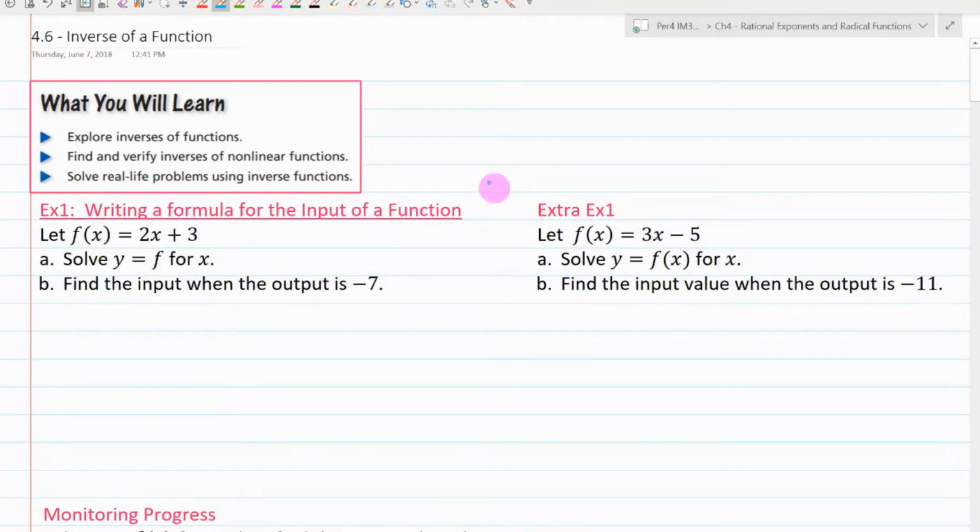So you're going to learn what an inverse is. It's basically when the x's and the y's are switched. So all the x, y points become y, x points, and then that would be an inverse function.